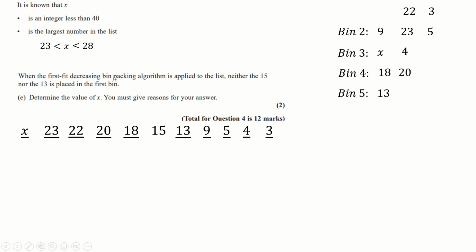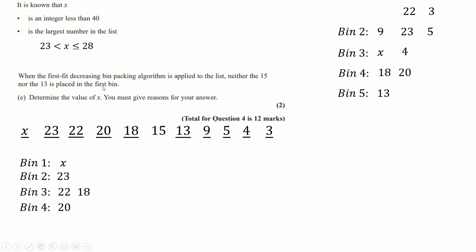Okay, now we're going to do first fit decreasing bin packing. So bin 1 goes X, bin 2 goes 23, bin 3 goes 22, bin 4 goes 20. This is why it is a slightly more efficient way, because it splits out the really big numbers. So then you can fit in the smaller numbers in hopefully a more efficient way. Anyway, 18 clearly can't go with X, because X is bigger than 22. It also can't go with 23, so it has to go with the 22.